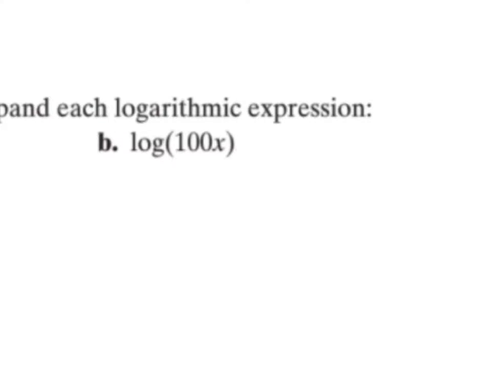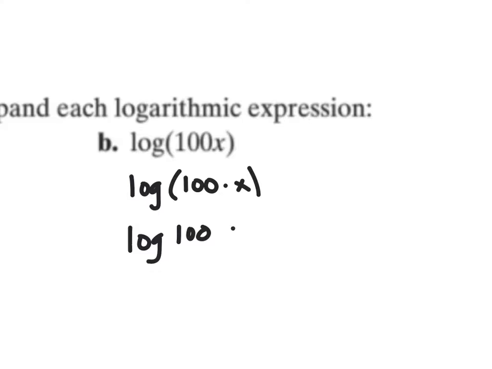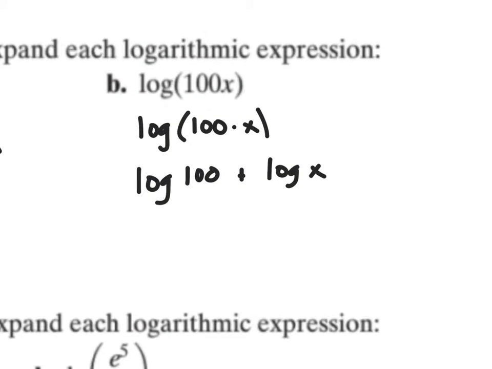Now, this one, when you have 100x, remember you're multiplying 100 times x. So this is log of 100 times x. If I wanted to expand this out, I would write this as log of 100 plus log of x. Now, on this one, this is where it gets a little tricky because on some of these problems, you can evaluate this. If there is no base, we assume that it's 10. So log base 10 of 100, plus log base 10 of x.